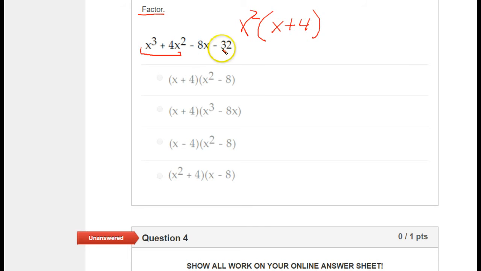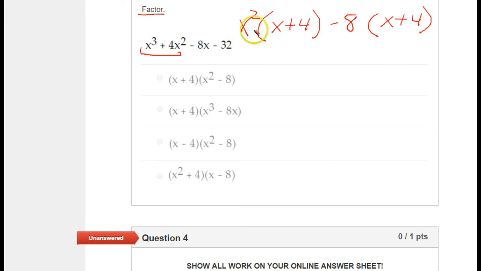Now out of these last 2, we want to see if we can get an x plus 4 out of there. And notice they're both negative. We need to change both signs. And to get that, we have to factor out a negative 8. And we distribute, and it makes sense.